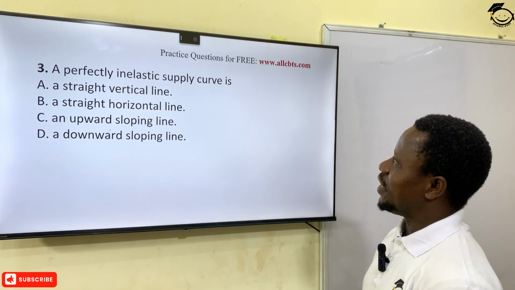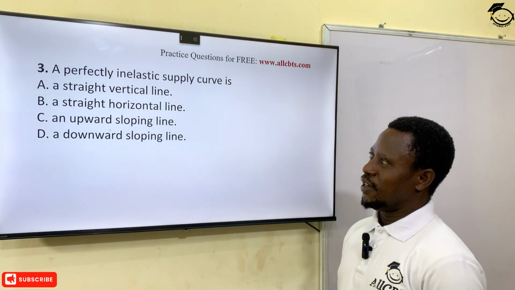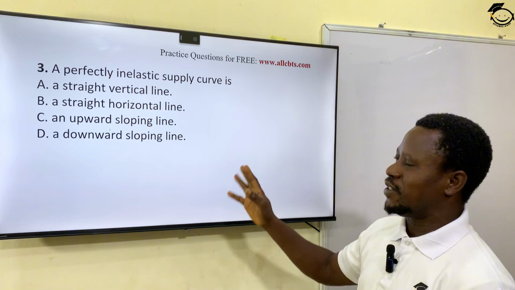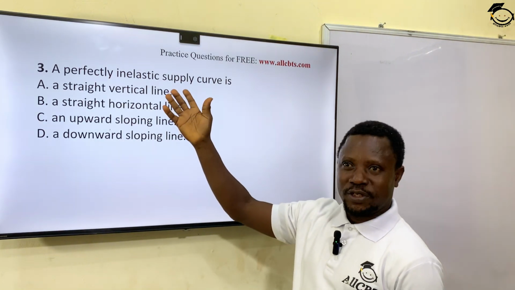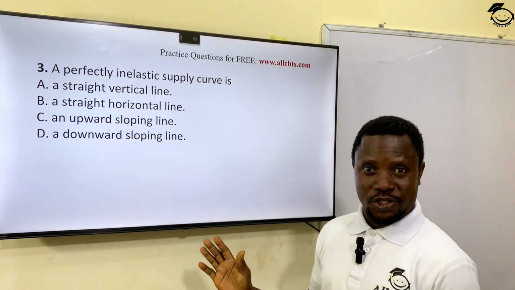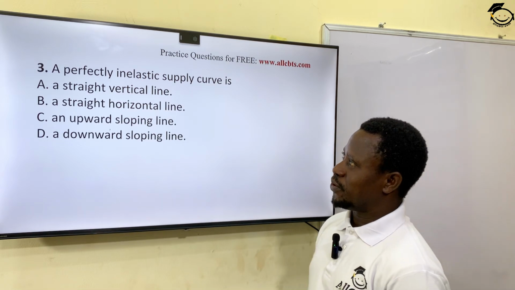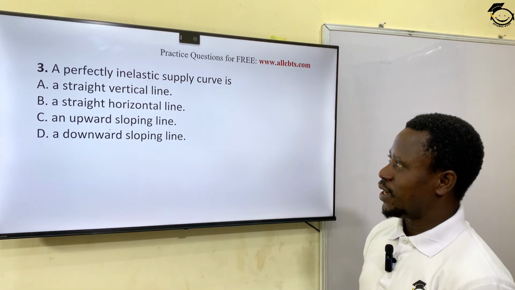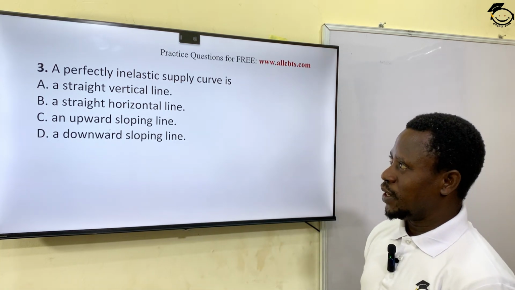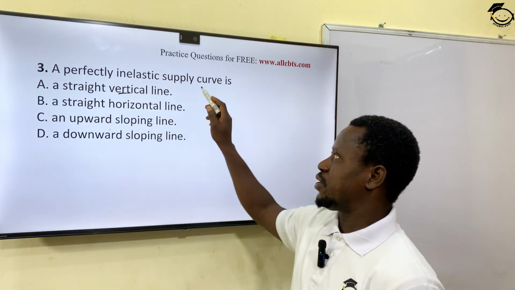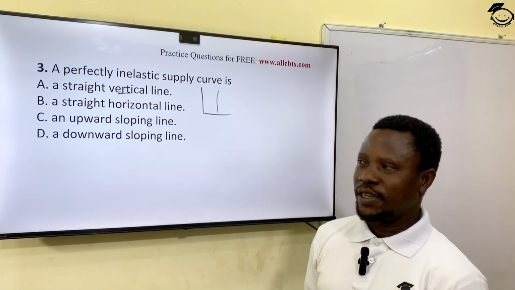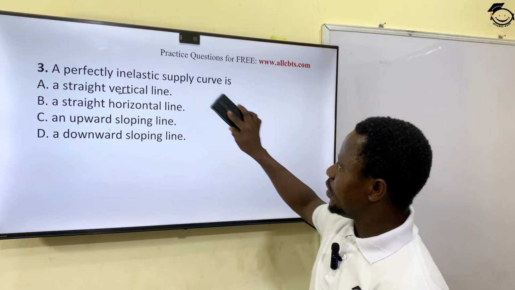A perfect inelastic supply is A, straight vertical. Before you go on, when you say perfect inelastic supply, it means that changes in price may not actually affect the quantity supplied. Inelastic does not change. That's the meaning. A straight vertical line, a straight horizontal line, an upward sloping line, a downward sloping line. The answer is a straight vertical line like this. So the correct option here is option A. Let's see the next question.